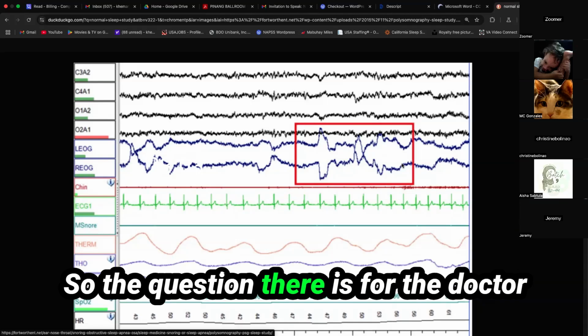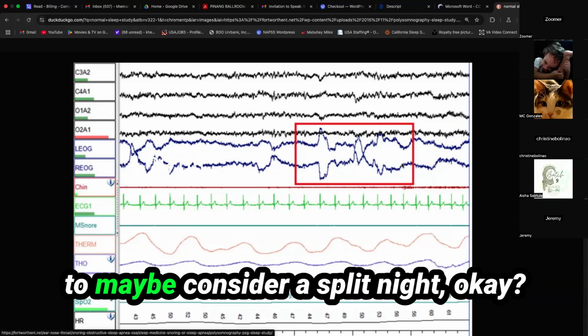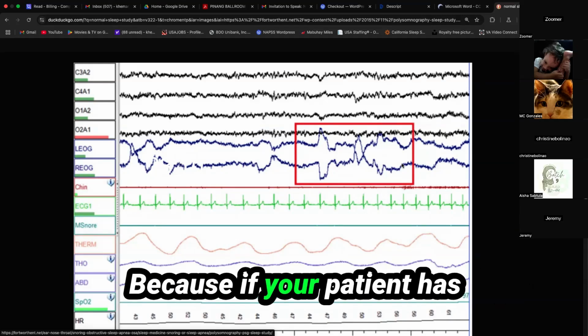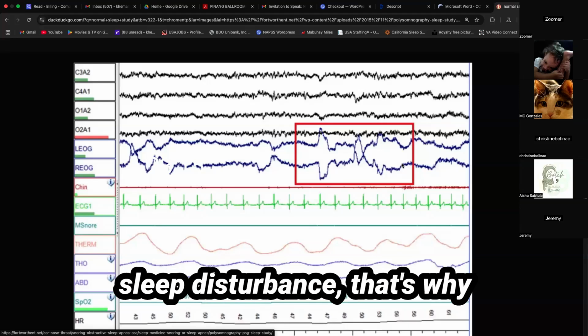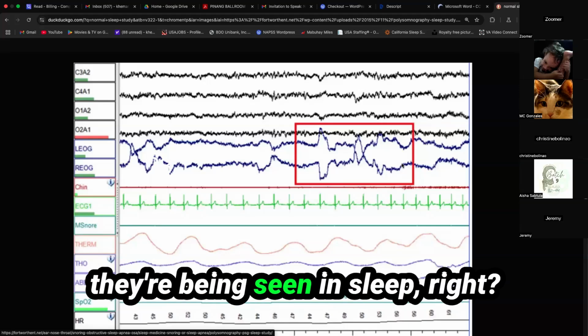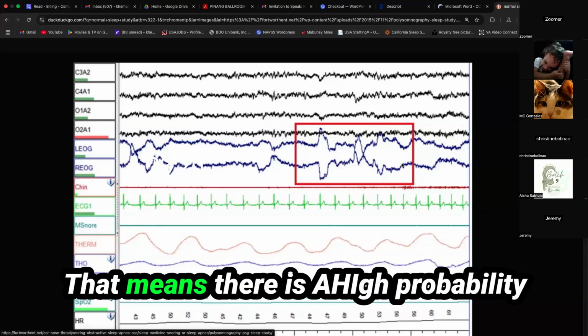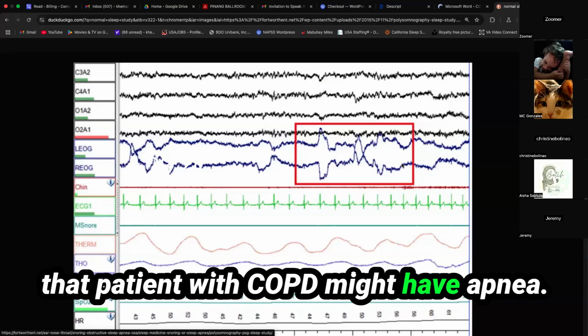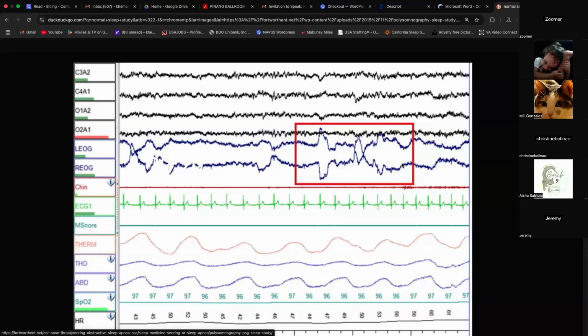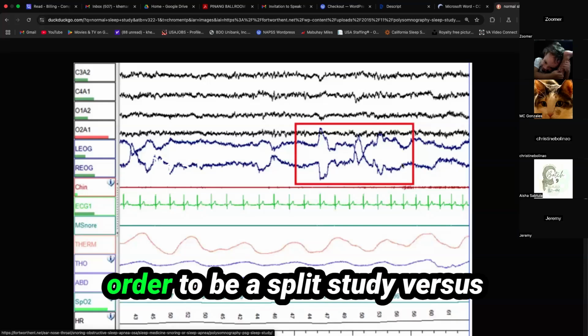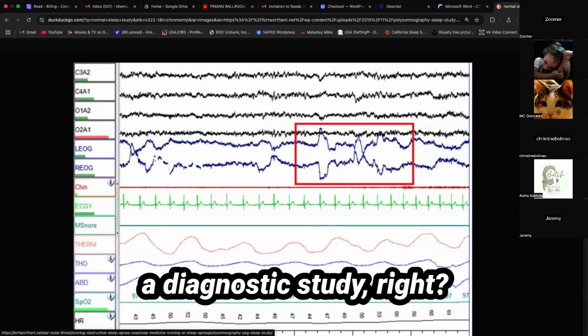So the question there is for the doctor to maybe consider a split night. Because if your patient has COPD and is suffering from any sleep disturbance, that's why they're being seen in sleep, right? That means there is a high probability that a patient with COPD might have apneas. That's why they are symptomatic. So it makes sense for the order to be a split study versus a diagnostic study, right?